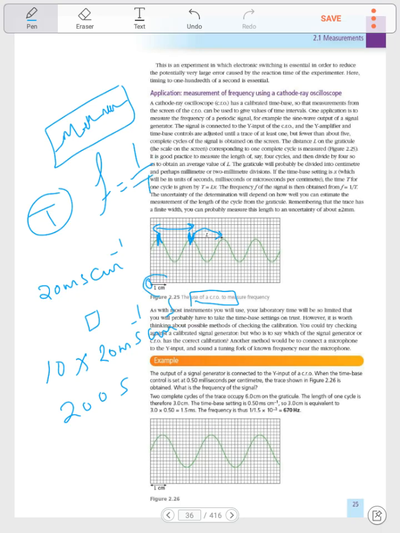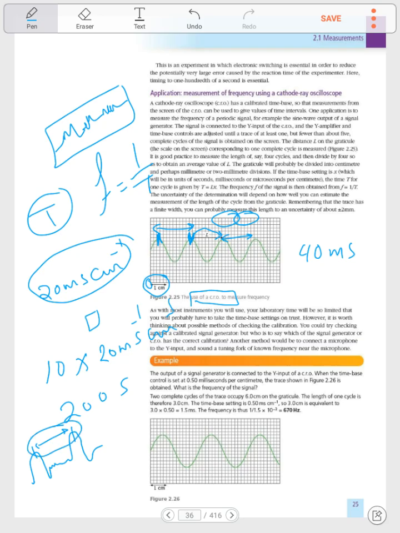Here in this example, each 5 small squares is 1 centimeter. So from crest to crest, we have 2 centimeters only, okay? And each centimeter is 20 millisecond, so the period is 40 millisecond. If the signal is not like this, if it is changed like this, you have to take the distance between 2 points which are the same to find the value of the period.